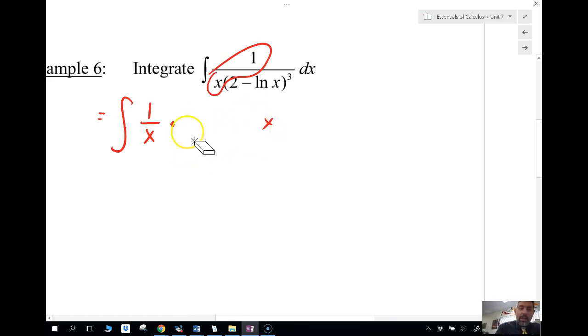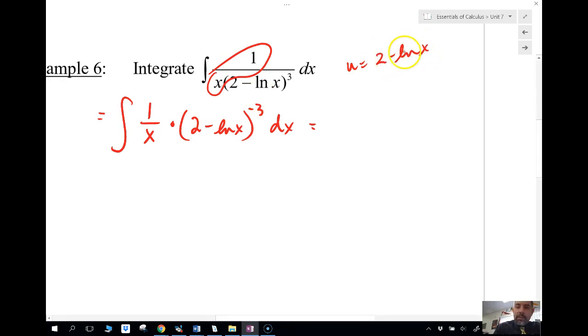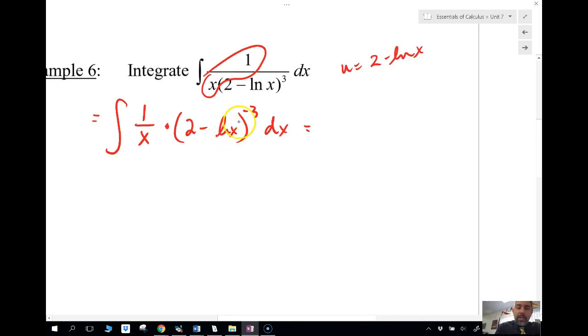You know what, though? I don't like that. Let's write it as 2 minus ln x to the negative third. This is more appropriate for what we're going to be doing. But you know what? What's the derivative of 2 minus ln x? Because that's the inside, right? That's the inside that we're going to need a reverse chain rule for. What's the derivative of that? That's negative 1 over x.